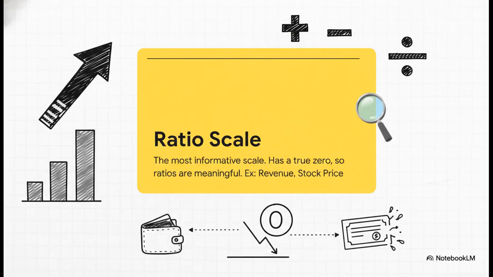And finally, we've made it to the top of the ladder, the ratio scale. This is the whole shebang, the most powerful level. Why? Because it has a true absolute zero. Zero revenue means the company earned nothing. A stock price of zero means it's worthless. And because zero means nothing, we can use all the math we want. A company with $2 million in revenue really does have twice the revenue of one with $1 million. The ratios are completely meaningful.